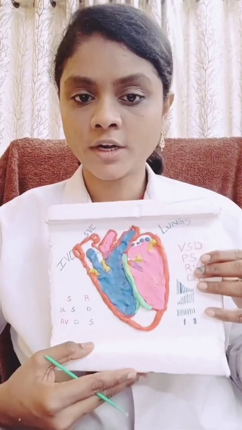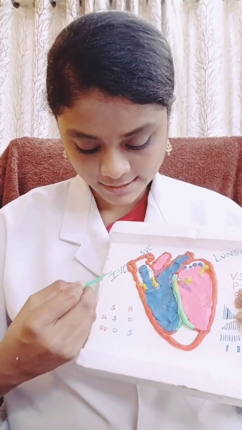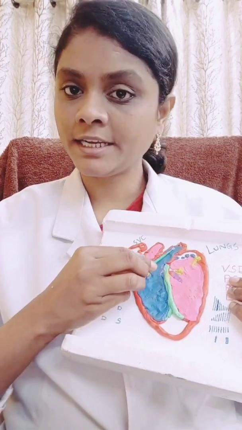So here is our heart model again. What usually happens is that the circulation in the heart will be as follows. Through the inferior vena cava and superior vena cava, the deoxygenated blood from the entire body is collected in the right side of the heart. Then this deoxygenated blood will go to the lungs through the pulmonary artery for oxygenation. The oxygenated blood from the lungs will enter the left side of the heart through the pulmonary veins. So the right side of the heart carries deoxygenated blood, and the left side of the heart carries oxygenated blood. This is usually the circulation in the heart.